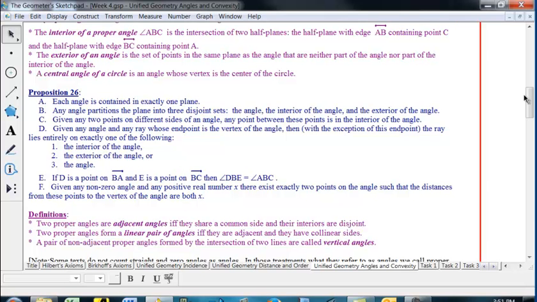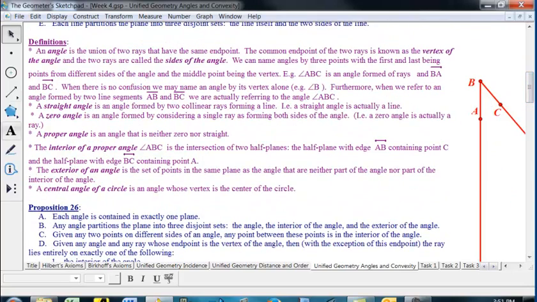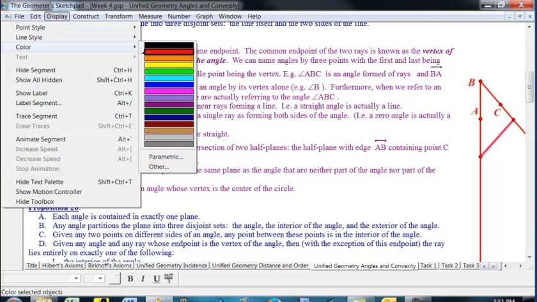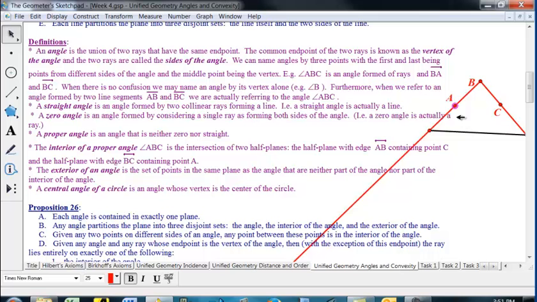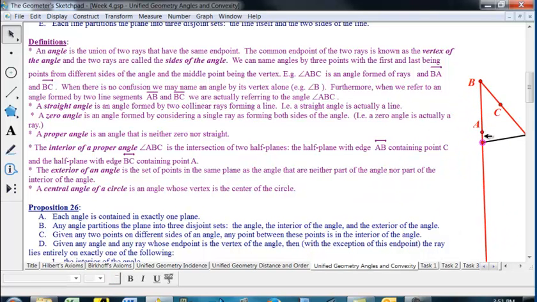Given any 2 points on different sides of an angle, now each of these rays is called a side, any point between those points is in the interior of the angle. So, given any 2 points here and here, all the points between them, all the black points, are in the interior. Okay? And I believe this should be true in all the main geometries we've been studying.